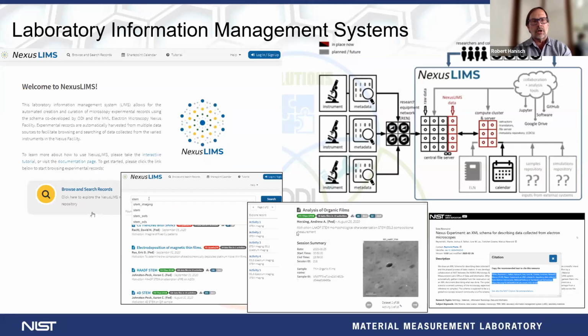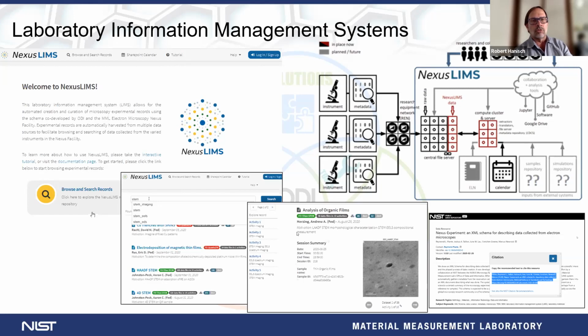Another thing that we are investing a lot of effort into is laboratory information management systems. Laboratory information management systems are tools that help us to collect data from diverse types of instrumentation, automatically extract metadata, and then catalog the metadata and data together in a centrally located file store. This is basically a way to assure that data are born FAIR, as Martin already alluded to, the FAIR principles.